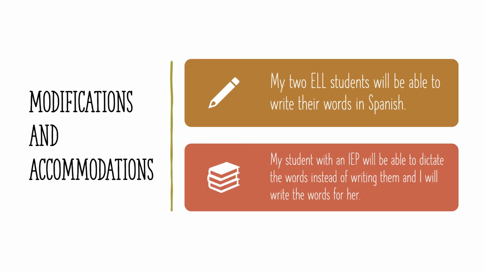My modifications and accommodations are going to be for 2 of my English language learning students, and I'm going to let them write their words in Spanish. Right now, they're still using their home language, and it's important for them to learn the objectives, and the objective of this lesson is to label. And it doesn't matter what language they're using to label their illustrations, as long as they're able to label them. And then the second accommodation I'm going to make is that my student with an IEP will be able to dictate the words instead of writing them. And I will write the words for her because she has some physical motor problems. I am going to take dictation for her.